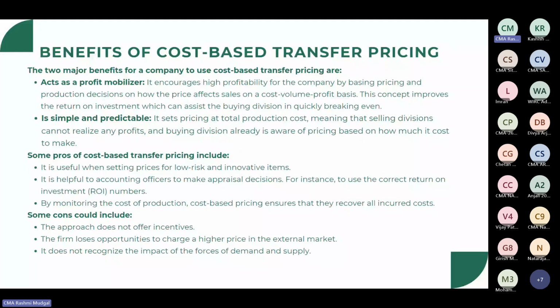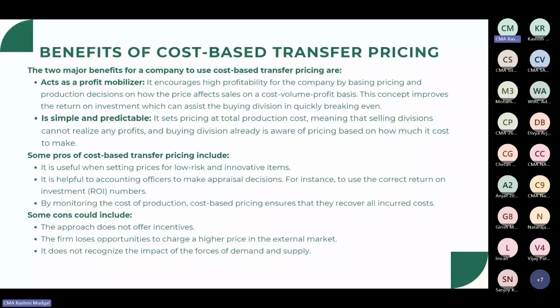It encourages high profitability for the company by basing pricing and production decisions on how the price affects sales on a CVP basis. The concept improves the return on investment, which can assist the buying division in quickly breaking even. And second, it is simple and predictable.